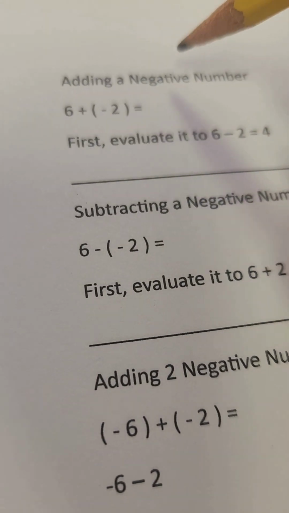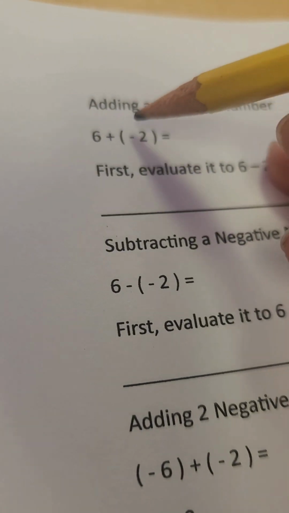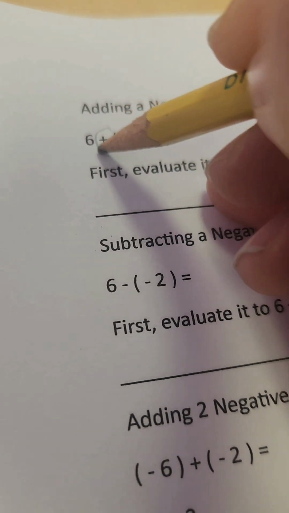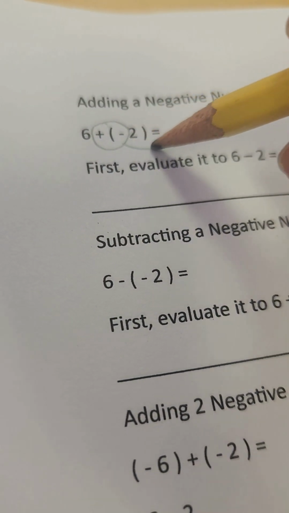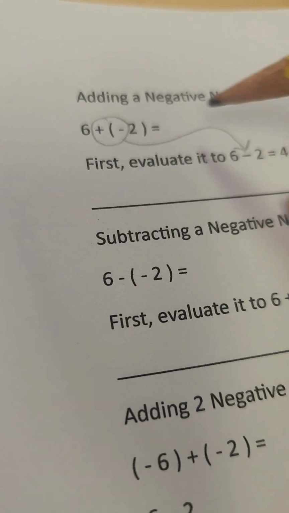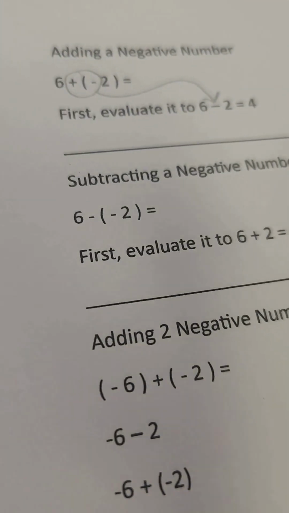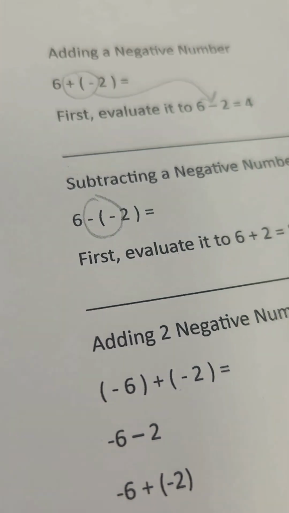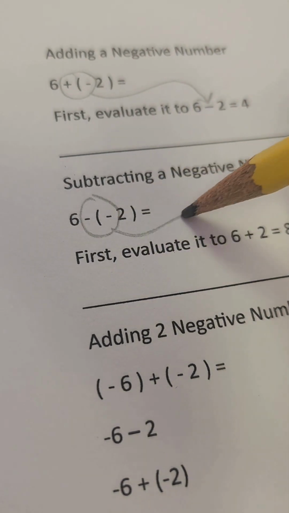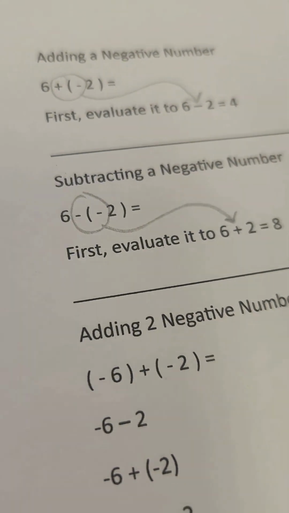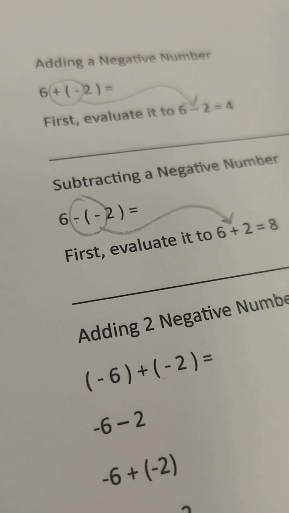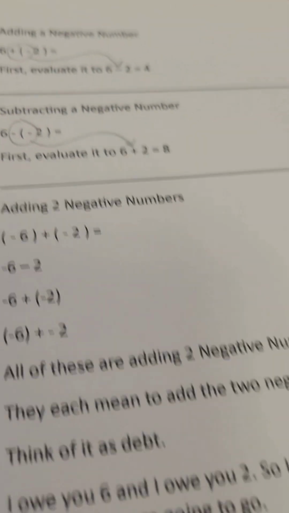All right, adding a negative number. If I'm adding a negative, I have two of them right next to each other, then I'm subtracting. Subtracting a negative, two polarities right next to each other, they cancel out and make a positive. Okay, so this is the opposite of that one. That's how I teach that.